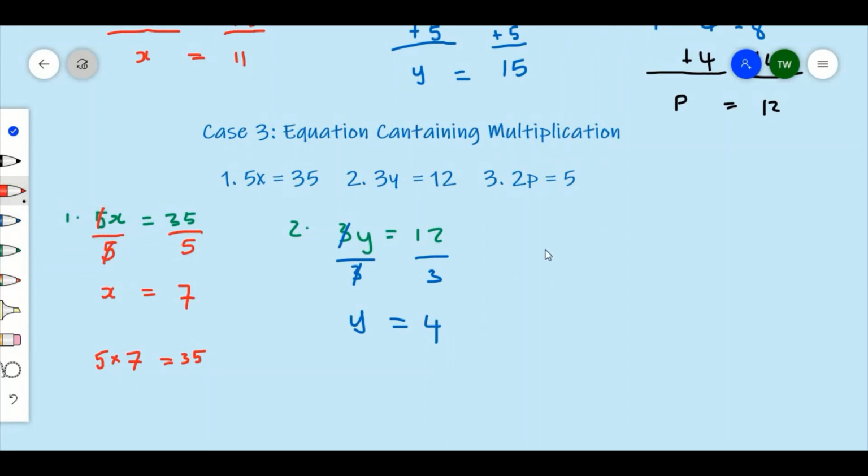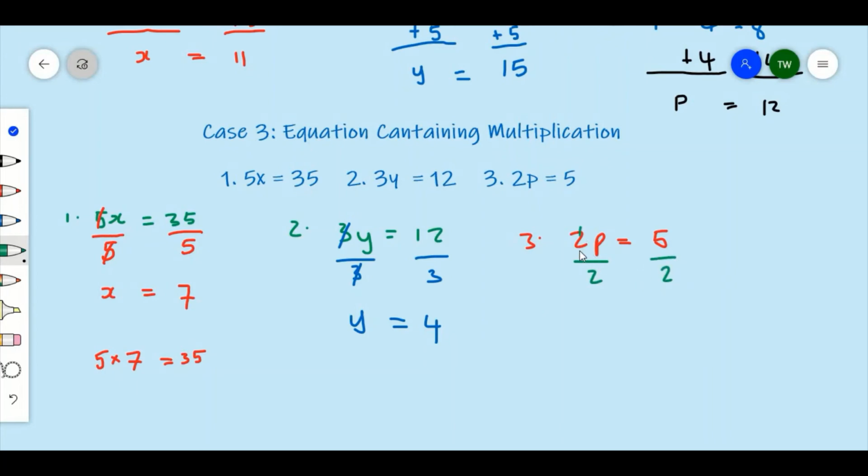Here we have number 3. We have 2p is equal to 5. Right? In order to determine the value of p, what we need to do is to divide both sides by 2. So we're going to divide this side by 2. And we're also going to divide this side by 2.